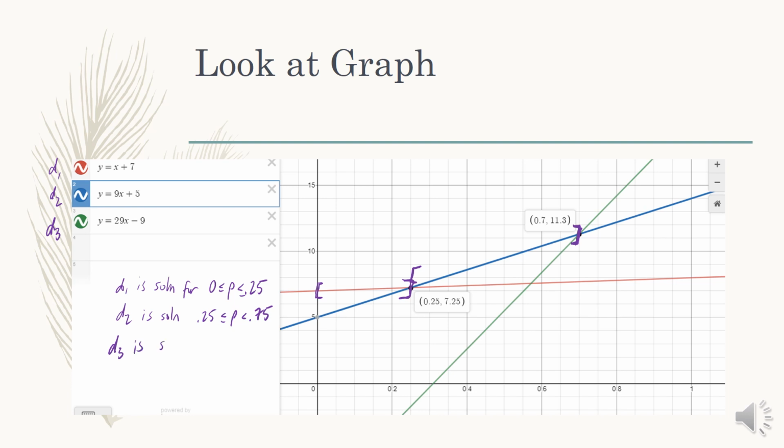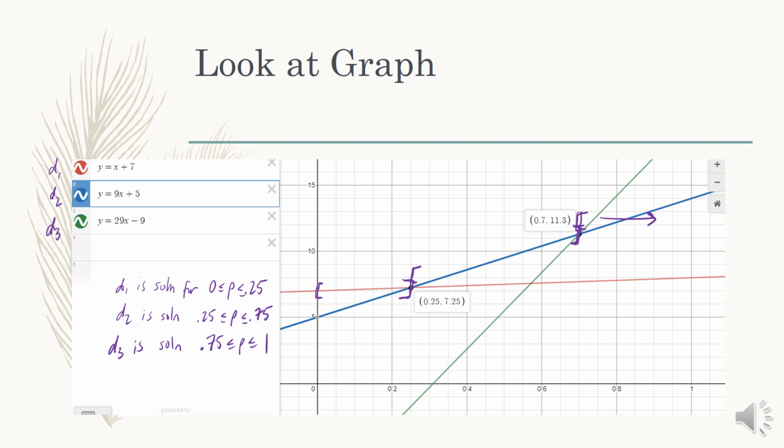And then lastly, when is D3 the solution? So when is the green line the highest? It looks like it starts here and then continues to be the highest from there on out. But remember, probabilities are always less than or equal to 1. So we'll say from 0.75 all the way up through 1.